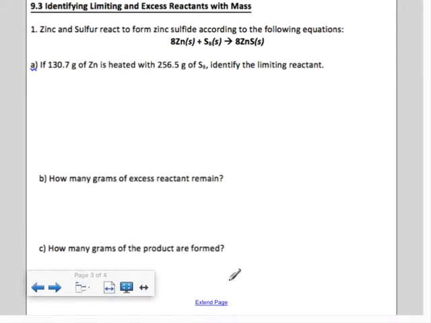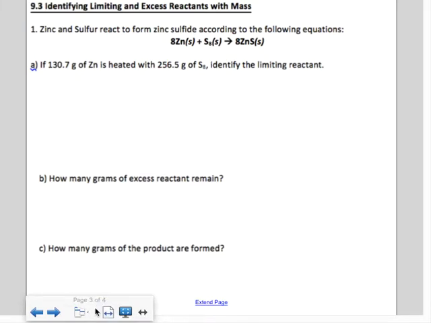All right, welcome back. Today I'm going to go over 9.3, identifying limited and excess reactants with mass. Formerly we were doing moles, but now with mass we're going to be adding a few more conversion factors. In fact, usually 3 conversion factors. We are still identifying limited and excess reactants, but we're looking at mass instead of just moles.